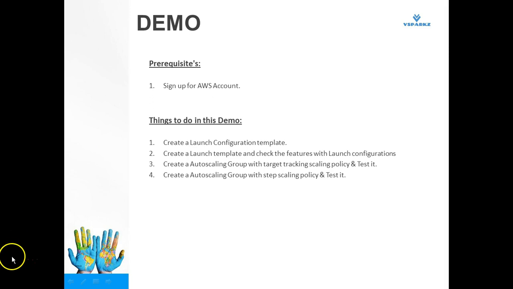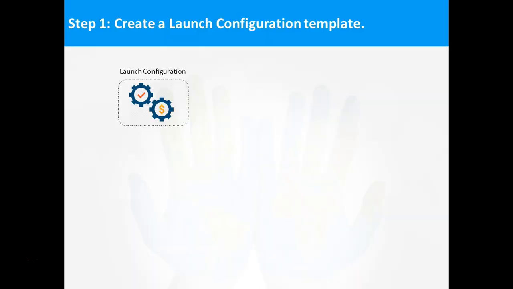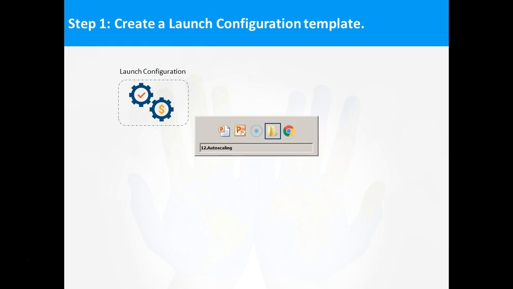So these are the things that we are going to do in this demo. We are going to create a launch configuration template. In step 2, we are going to create a launch template and check the features with the launch configurations. Step 3, we are going to create an autoscaling group with target tracking scaling policy and we are going to test it. At last, we are going to create an autoscaling group with step scaling policy and we are going to test it.